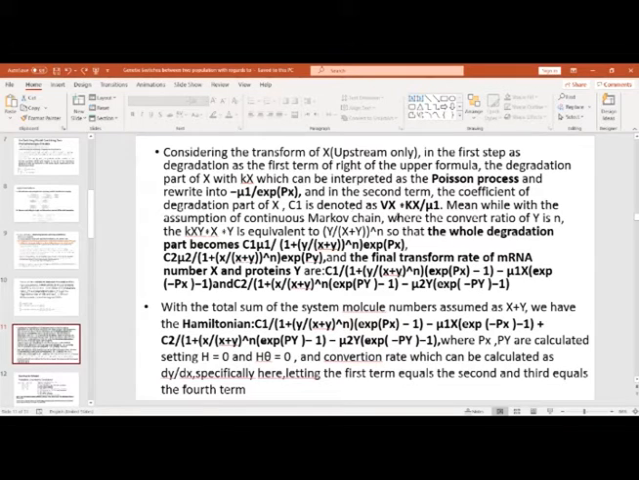Mainly it's based on the Poisson process, and here is the derivation I mentioned, how we set some parameters, and after that we can get our Hamiltonian here. As I also mentioned before, this is the condition to find the solution of the Hamiltonian.